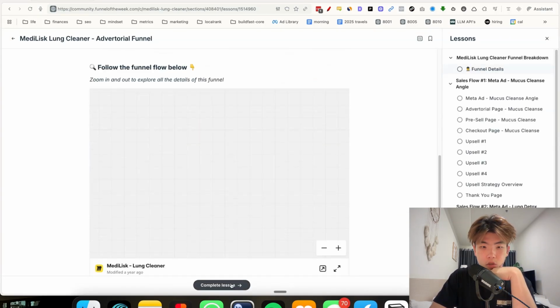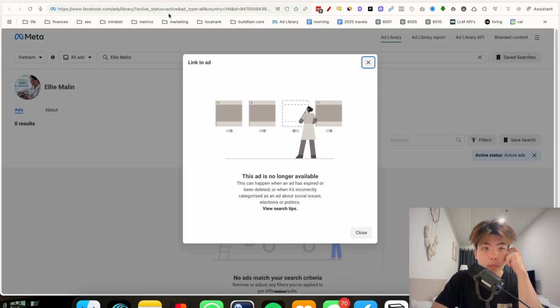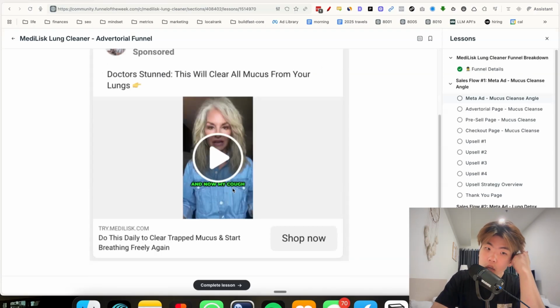Let's go to the next page. So here are their Meta ads. Let's see if I can watch some of this. This ad is no longer available. Okay. So the headline is "Do this daily to clear trapped mucus and start breathing freely again." So it's a pain point, and then the desired outcome.